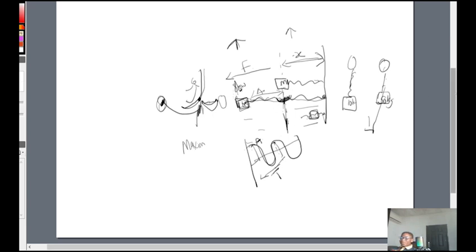Let me redraw that so we can understand what I'm saying. So we have our string. This is the wall, right? Then we have the spring, and we have the mass here. This is the mass, right? We've not displaced it here. So later we stretched it.